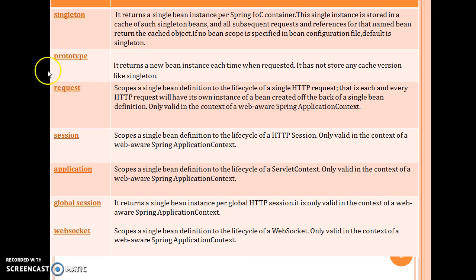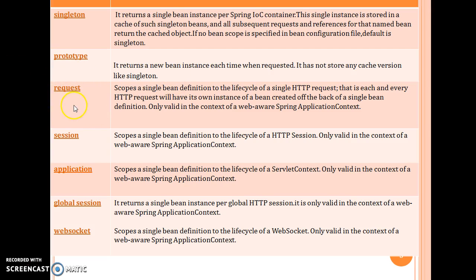The next scope is prototype. It returns a new bean instance each time when requested. It does not store any cached version like singleton. So if you specify a scope as prototype, and a client makes a call for any bean defined as prototype, then every time the Spring container will return a brand new object.